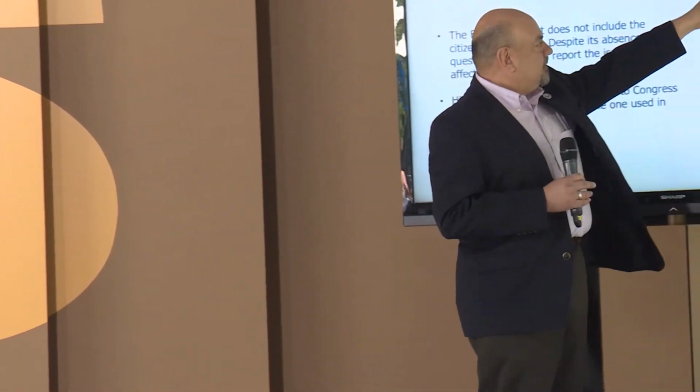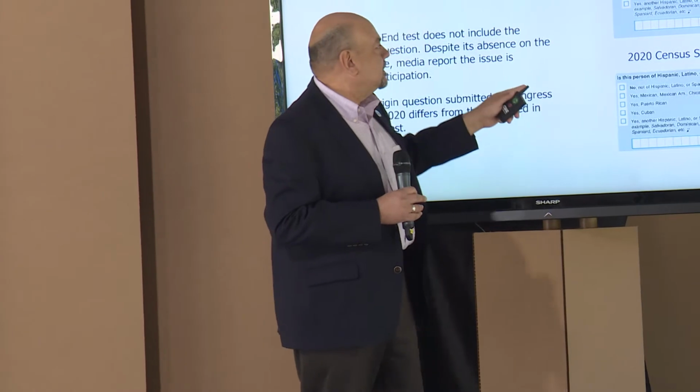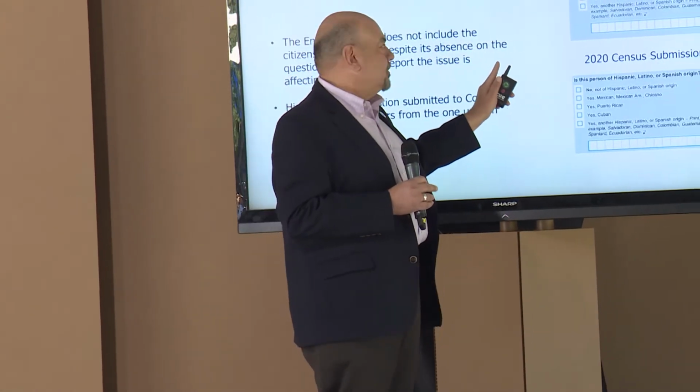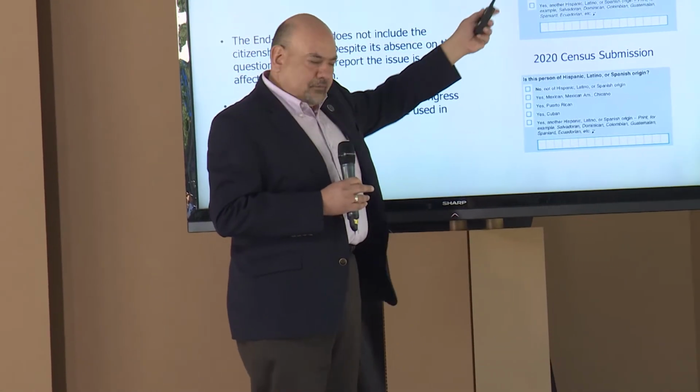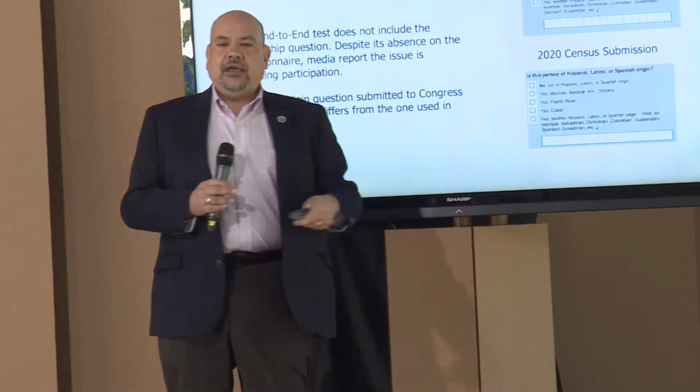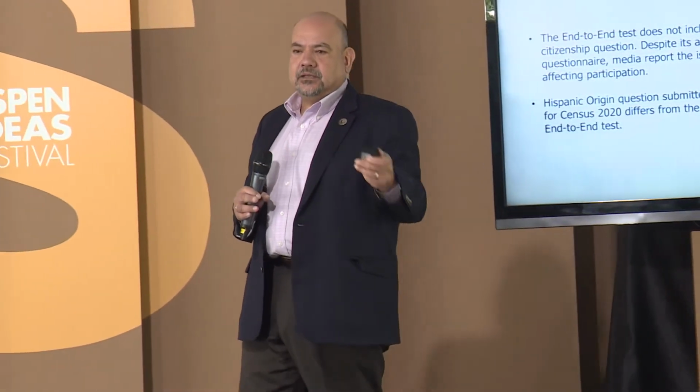In the Hispanic origin question, there's an instruction that says mark one or more boxes to the question, are you Hispanic, yes or no? If you're no, you go to the next question. If it's yes, you have the option of marking yes, Mexican, yes, Puerto Rican, yes, Cuban, or yes, other Hispanic, and then you have to write that in. Dominican, Guatemalan, Nicaraguan, whatever you are.